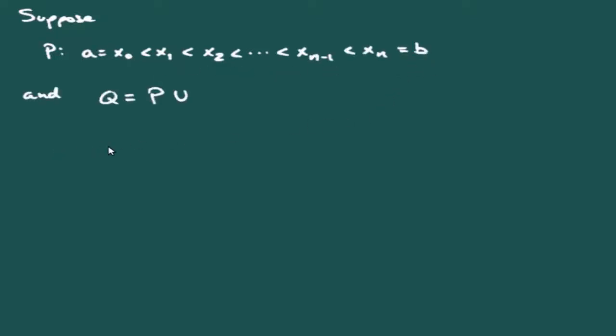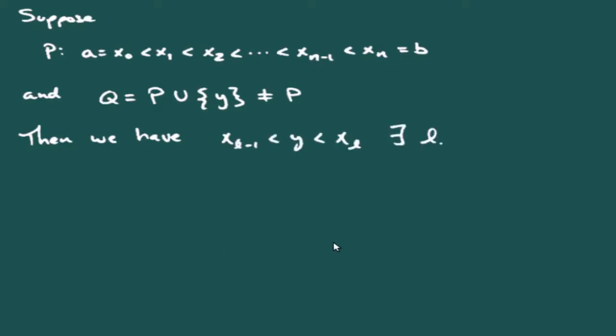Let's see what happens when we start adding points to our partition, and how that impacts the norm. Suppose we've got a partition P of our interval [a, b], and we take another point y that's not already an element of P, and we throw that in and make a new partition, P union y, and we call that one Q. Now y is going to be in one of those subintervals, say the subinterval from x_{L-1} up to x_L. Now we look at the length of that interval.